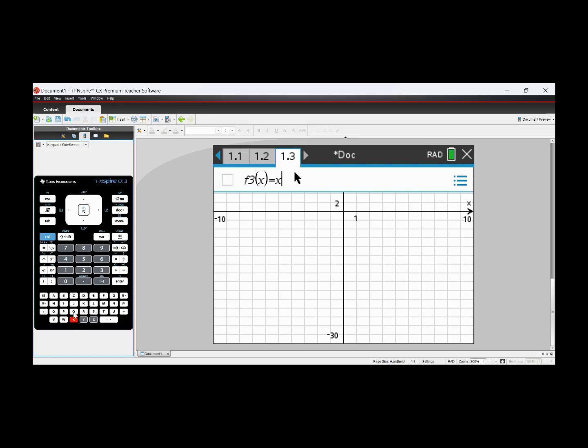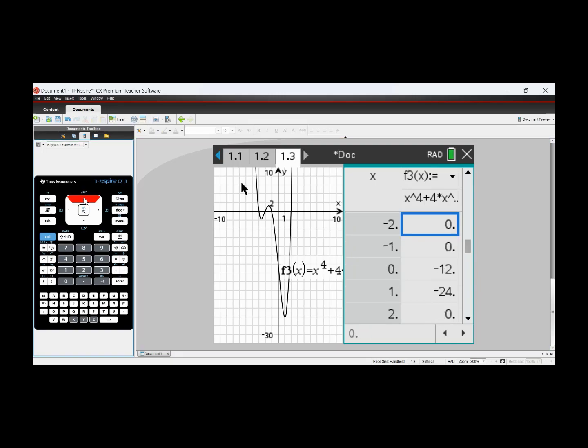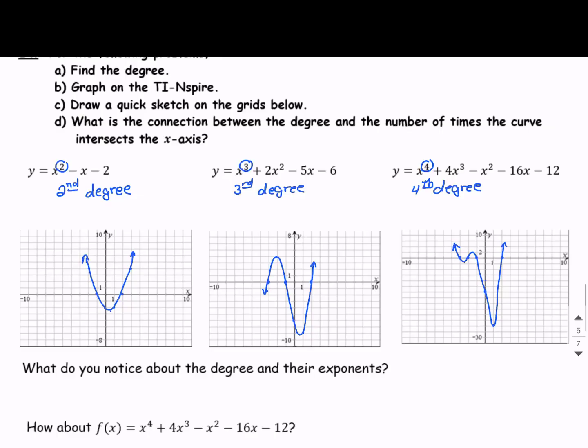And then our function this time is x raised to the fourth, get out of your exponent, plus 4x raised to the third, get out of that exponent, minus x squared minus 16x minus 12. Hit enter. You can see what the graph looks like. It's going to have arrows. Control T to find your x values. Be careful when you plot it on paper. Remember the scale on the y-axis is 2. Pause now. Make sure you have all three graphs. Okay, so hopefully you have your sketches drawn.